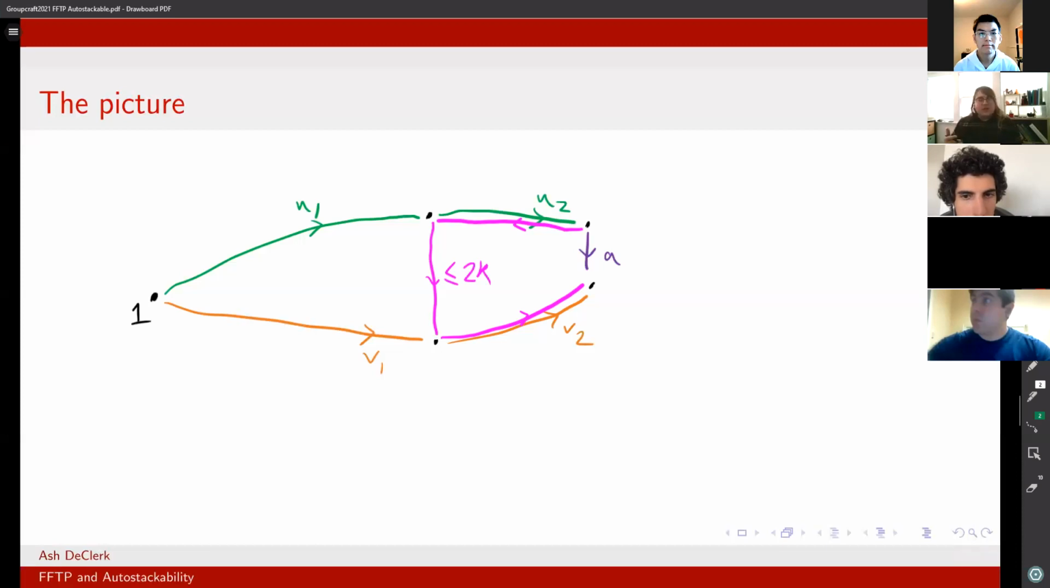And again, the reason that we don't want to go all the way back to the identity and then go forward along v1 and v2 is because we need some boundedness. So basically, we stop right here for the sake of boundedness.